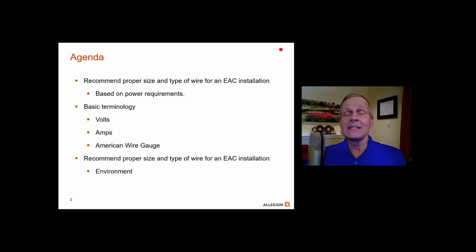We're going to go through some basic terminology. I'm going to be talking about volts, which is electrical pressure. I'm going to be talking about amps, which is the flow of electricity or the flow of electrons in a wire. We're going to talk about the American wire gauge, which is the size of the wires.